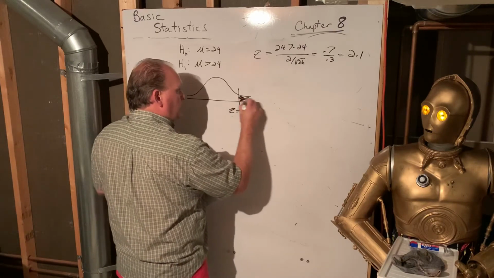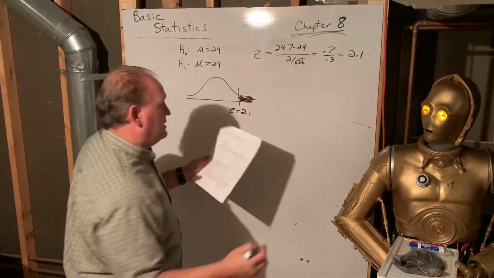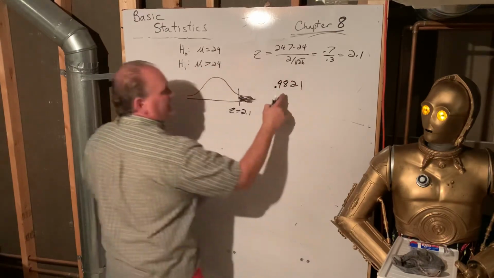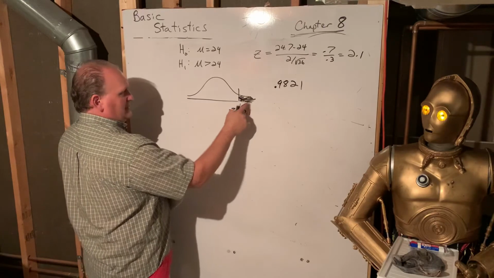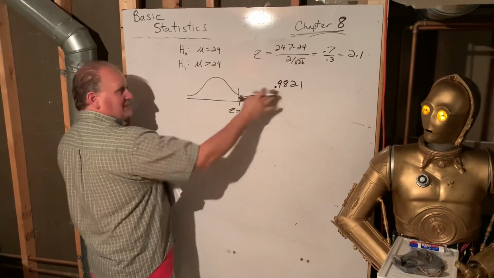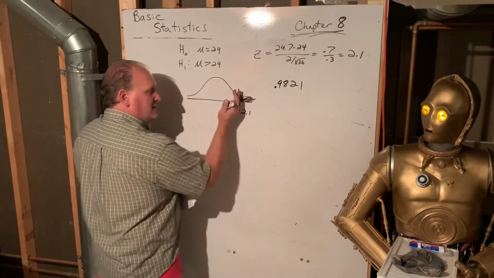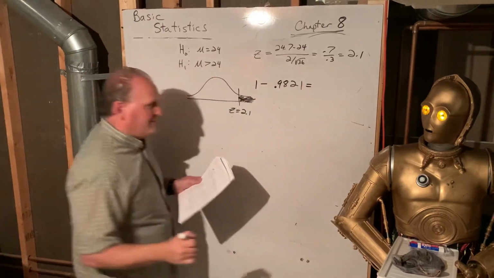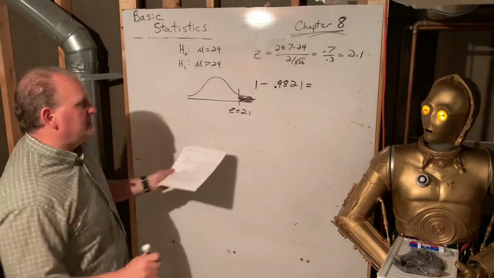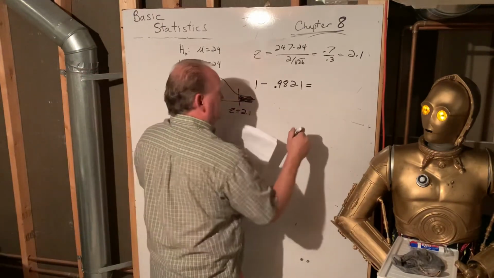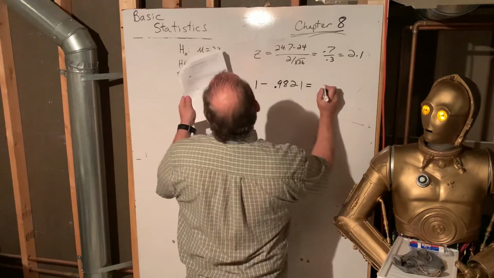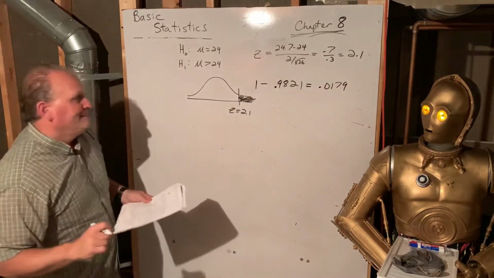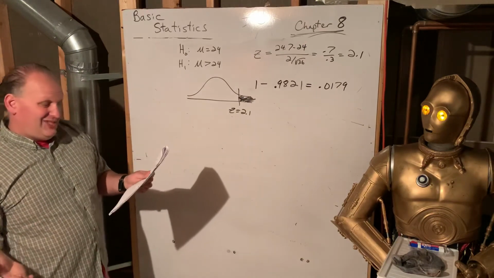We look up 2.1 on our chart and we get 0.9821, but that doesn't look like it matches with this. This looks like a tiny percent and that looks like a big percent. That is actually from there down. So we want the complement of that. We're going to do 1 minus what the chart said, 0.9821, which is 0.0179. All right. So about a 2% chance.